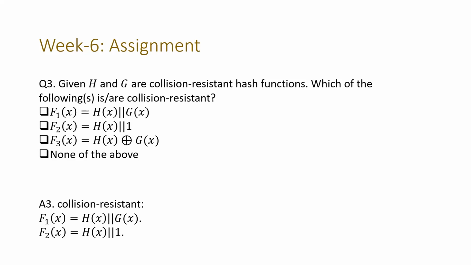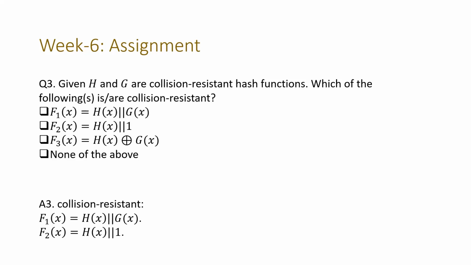Now f1(x1) equal to f1(x2) implies h(x1) concatenated with g(x1) is equal to h(x2) concatenated with g(x2). I am just expanding the expression of f1(x), right? Now compare both sides of the equation, that is h(x1) concatenated with g(x1) and h(x2) concatenated with g(x2).